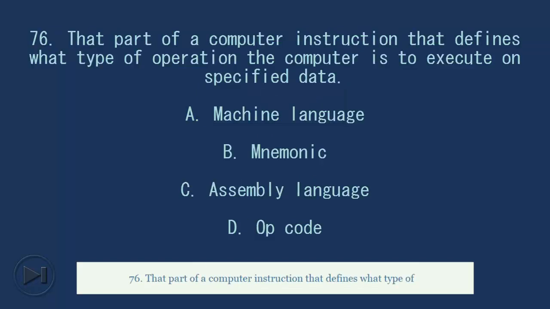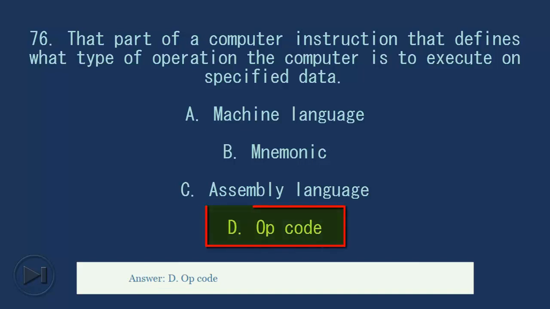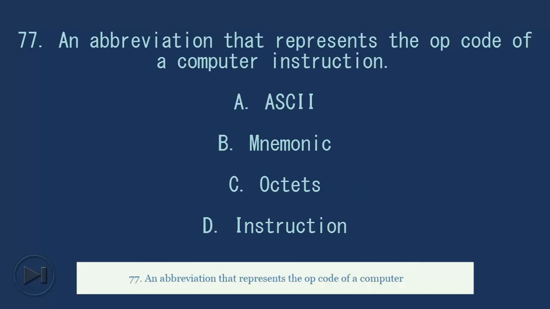76. That part of a computer instruction that defines what type of operation the computer is to execute on specified data. A. Machine language. B. Mnemonic. C. Assembly language. D. Opcode. Answer, D. Opcode. 77. An abbreviation that represents the opcode of a computer instruction. A. ASCII. B. Mnemonic. C. Octets. D. Instruction. Answer, B.